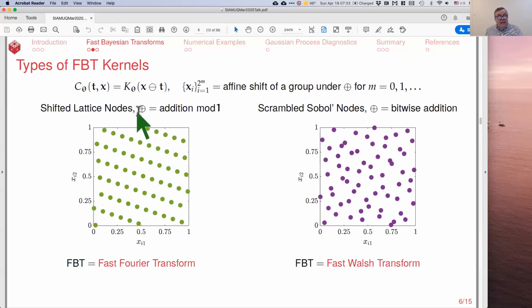So for lattices, this plus is addition modulo 1. And that works for points that look like this, and you can shift them around modulo 1. That means if they go outside the unit cube, they come back in the other side. For Sobol sequences or other digital nets, the plus becomes bitwise addition. And then the fast Bayesian transform is either the FFT, in the case of lattice, a one-dimensional FFT, or the fast Walsh transform for Sobol.